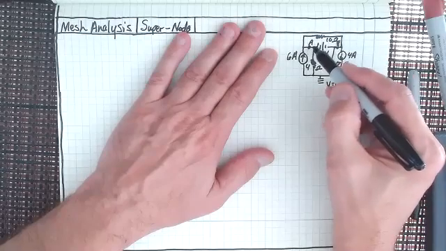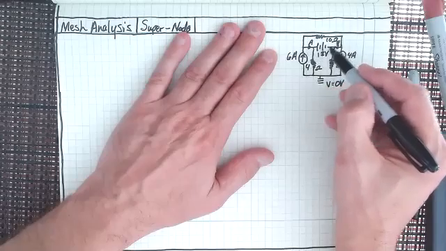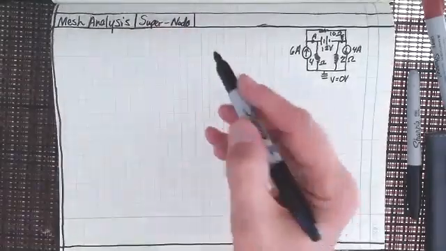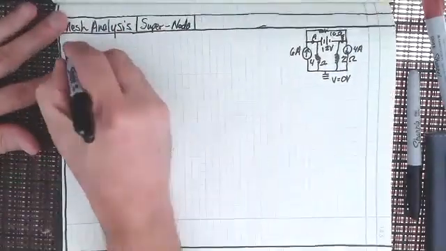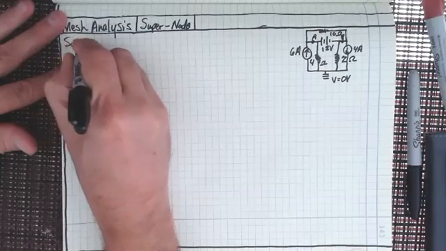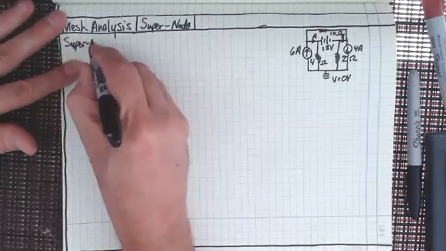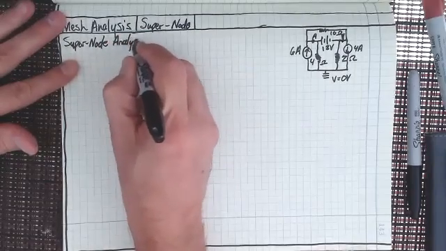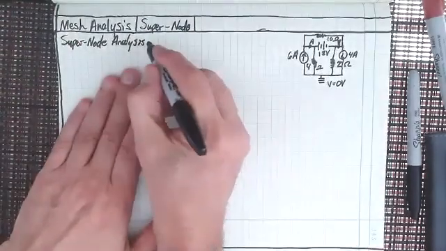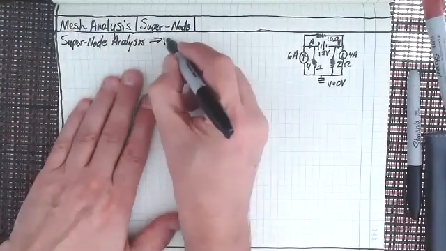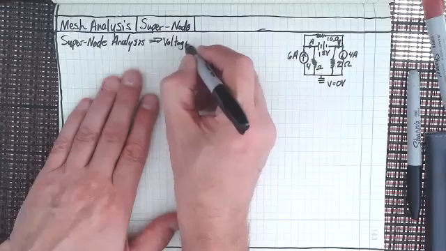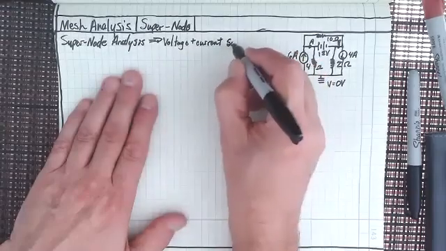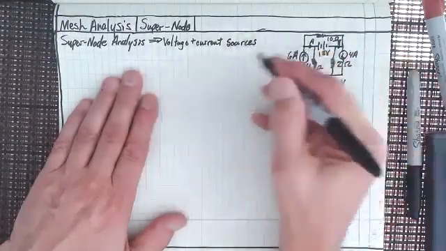And now I think everybody can see that those voltages are going to be differentiated by 12 volts, right? And this is what we use the Supernode for. Supernode analysis is when we have voltage and current sources both prevalent in the circuit.